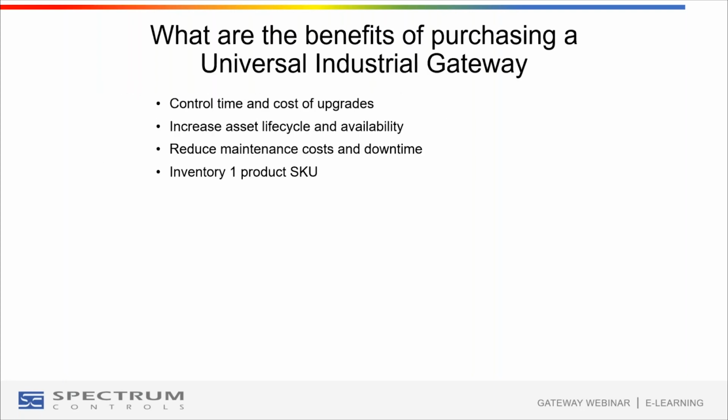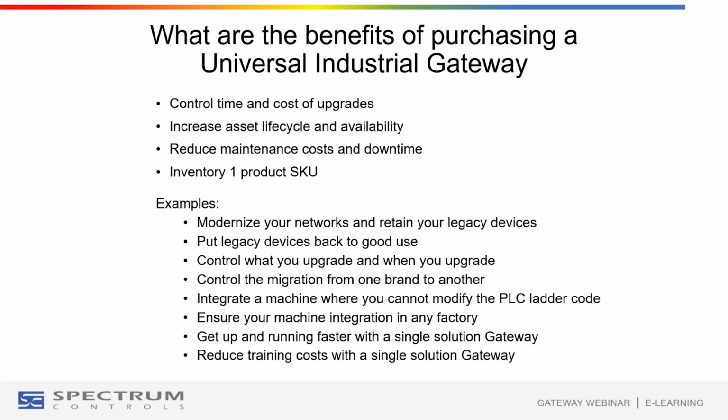So what are the benefits of owning a Universal Industrial Gateway? It allows you to control the time and cost of upgrades, increase asset lifecycle and availability, reduce maintenance costs and downtime, and inventory a single product SKU. Put in other terms, the Universal Gateway enables you to modernize your networks and retain your legacy devices.